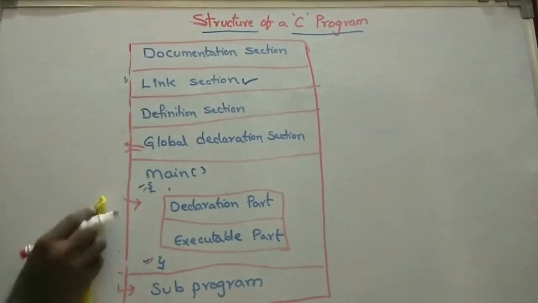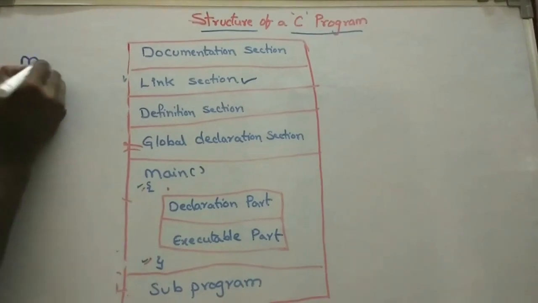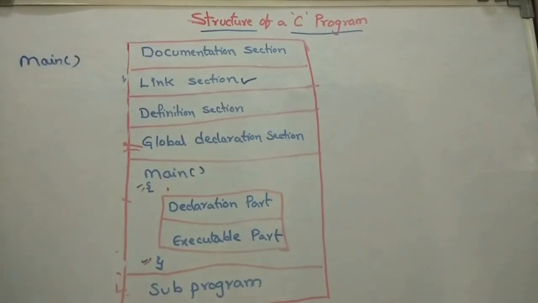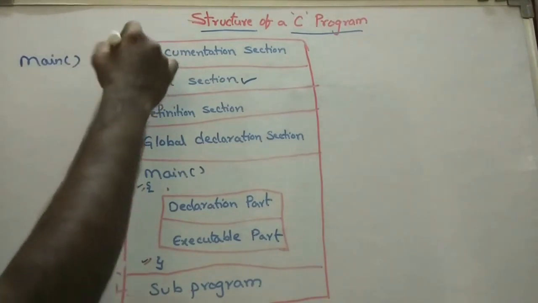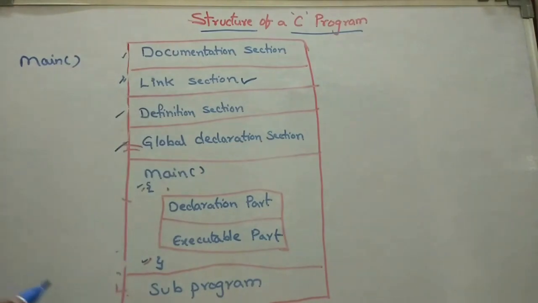And the next section. What is the next section? The next one is the main section. The main section is the heart of the program. That means without the main method, the program cannot be executed. There are a few different sections here: documentation section, link section, definition section, and global declaration section. But the execution starts from the main method, from the open brace to the closed brace.